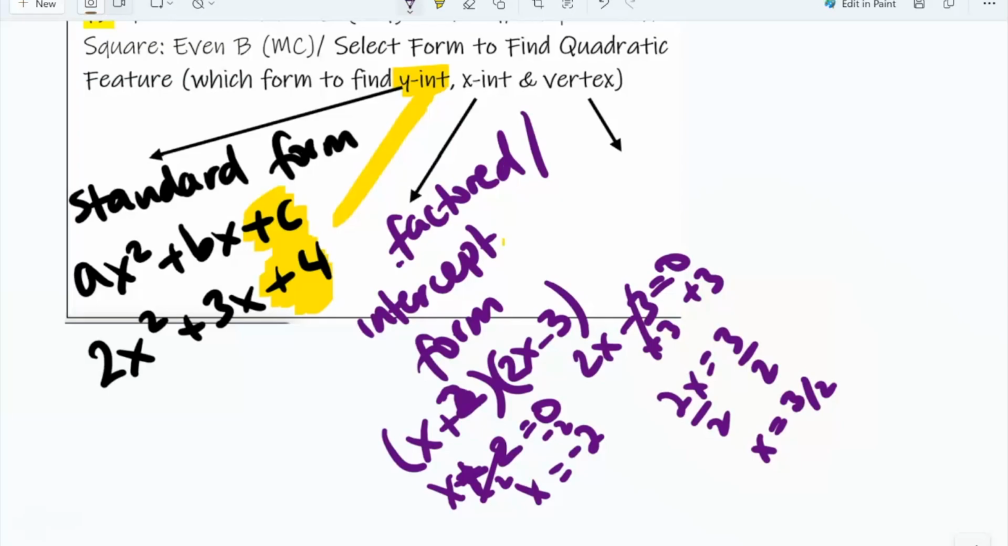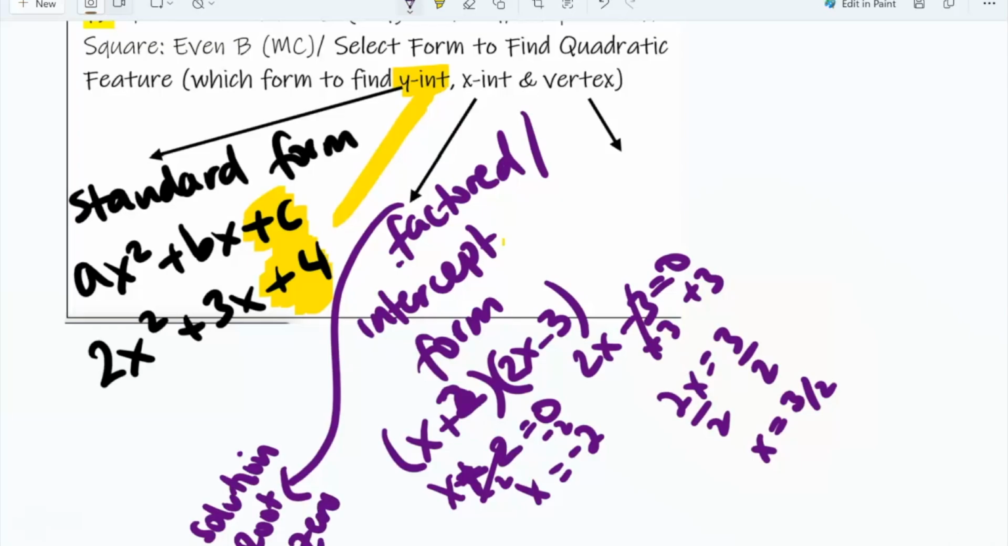And what is this called? Let me squeeze it here. What are 3 other words for x-intercept? You have solutions, roots, and zeros. All right, so to go from factored form to zeros, roots, x-intercepts, all you have to do is take the opposite of it.